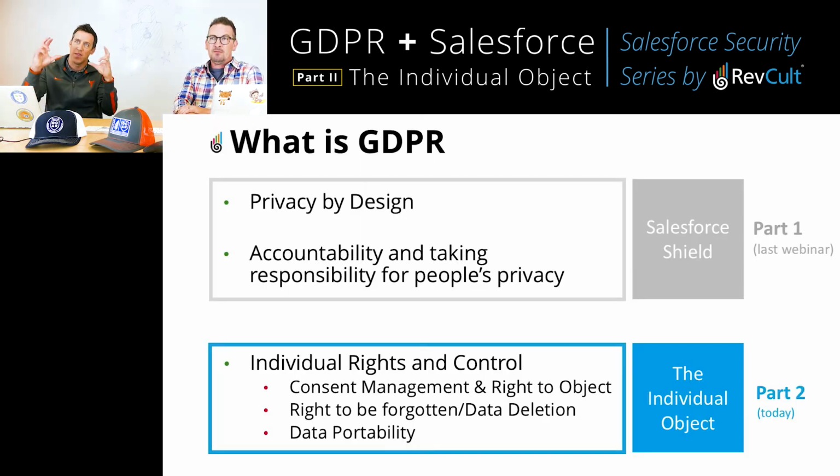We've initially focused on the top two areas, privacy by design and accountability and taking responsibility for people's privacy. And so from a Salesforce standpoint, that really related to Salesforce Shield. So today, part two, individual rights and control, consent management, the right to be forgotten, data portability. That's what we're really going to be rolling into details on.